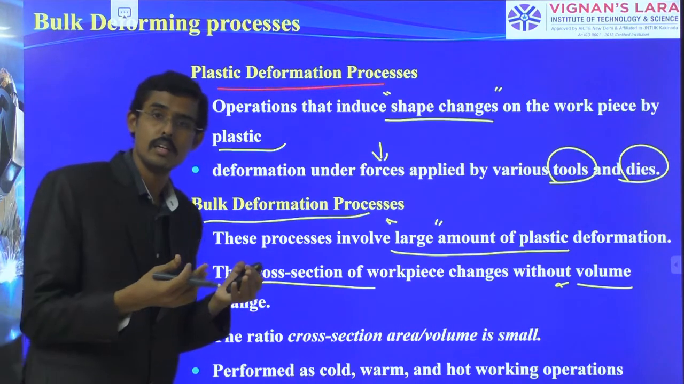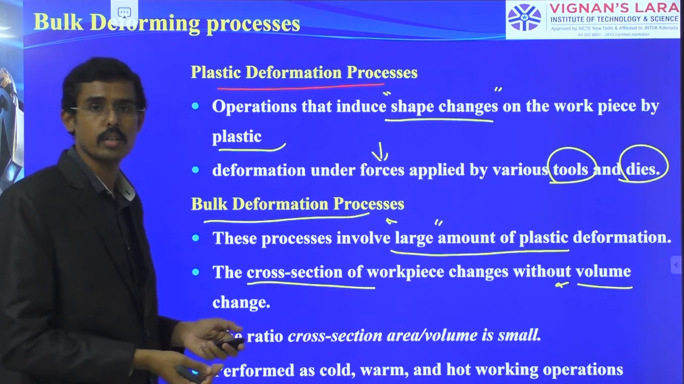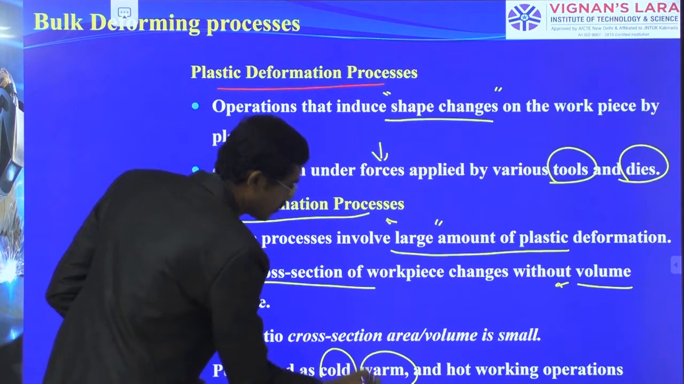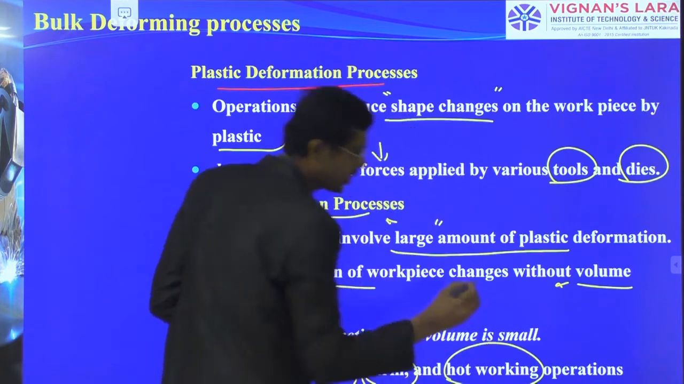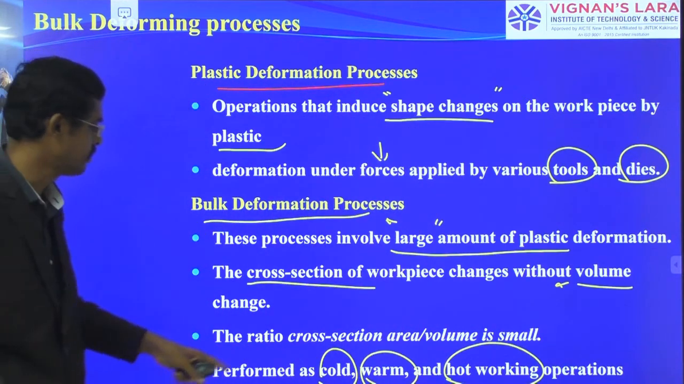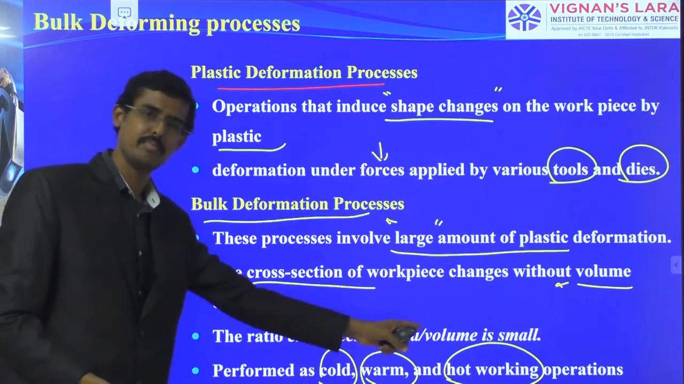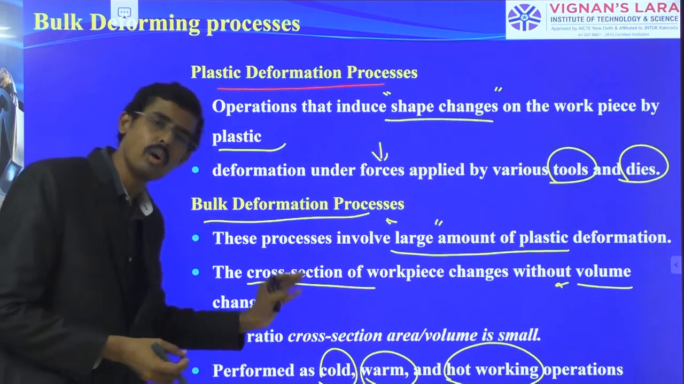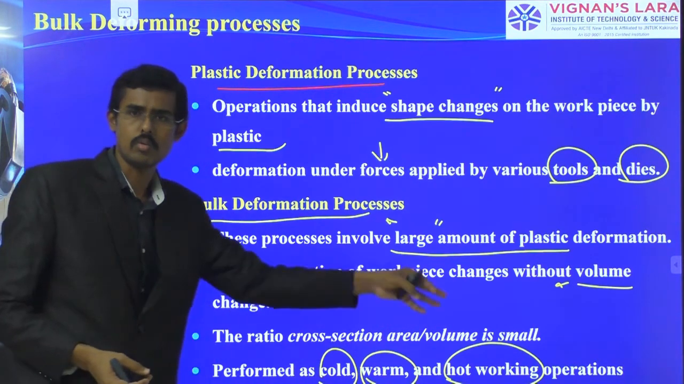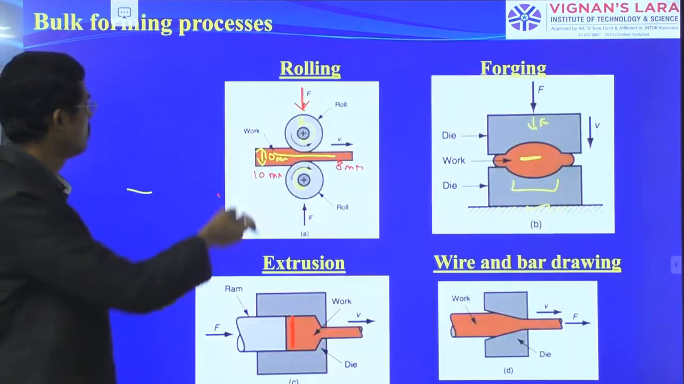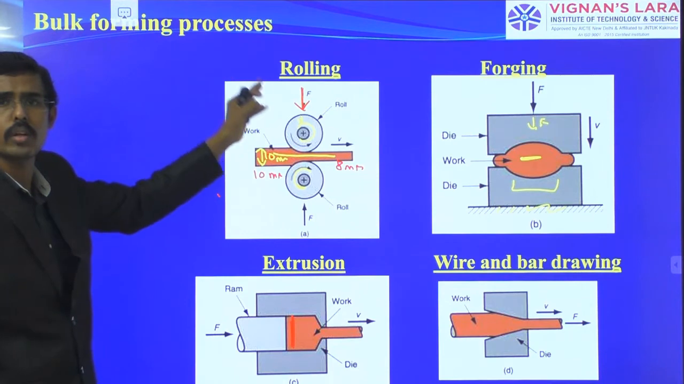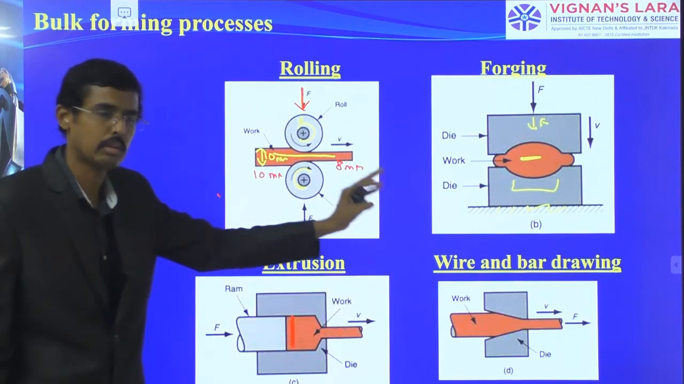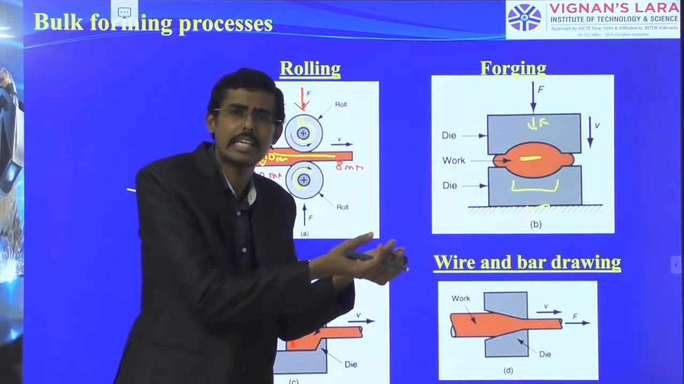We can perform this bulk deformation process, as discussed at the first point, as a cold working process, maybe a warm working process, maybe hot working operations. In general, we can say two words, cold working and hot working operations, because warm working automatically comes under hot, as it is getting hot. So hot working and cold working can be performed for rolling, forging, extrusion and wire drawing: hot working of rolling, cold working of rolling, hot working of forging, cold working of forging, hot working of extrusion, cold working of extrusion, hot working of wire drawing, cold working of wire drawing.